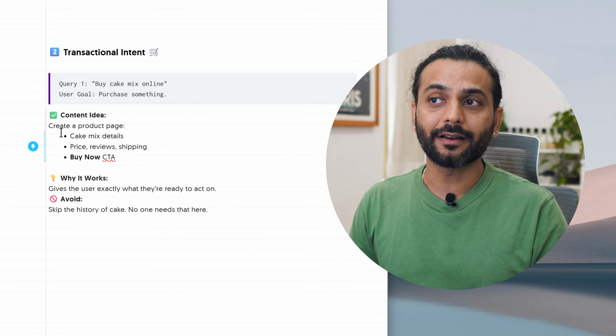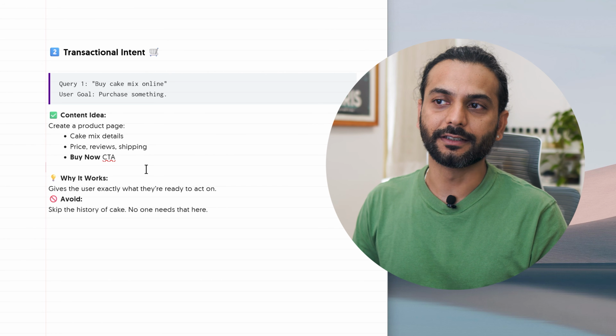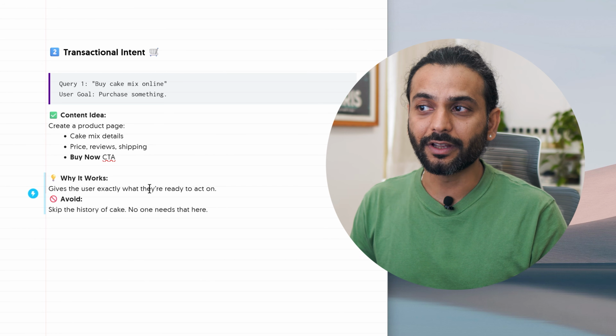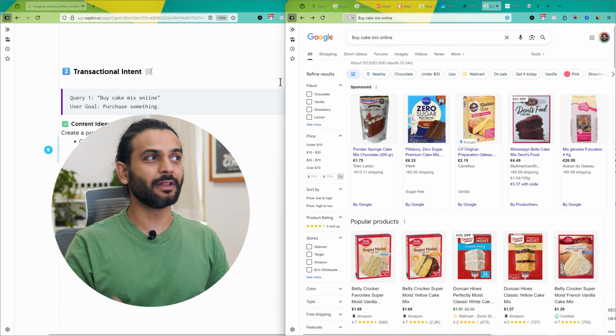So the content added could be: create a product page with cake mix details, price, reviews, shipping, buy now, city, etc. Why it works? Because users get exactly what they are ready to act on. Skip the history of a cake, no one needs that here. Just give them what they're looking for.